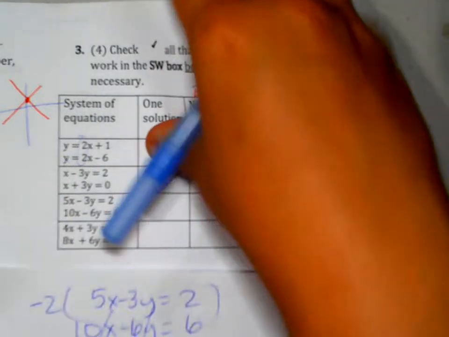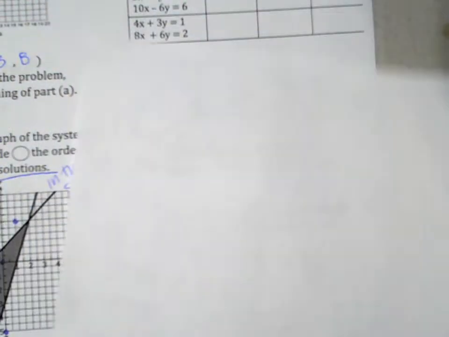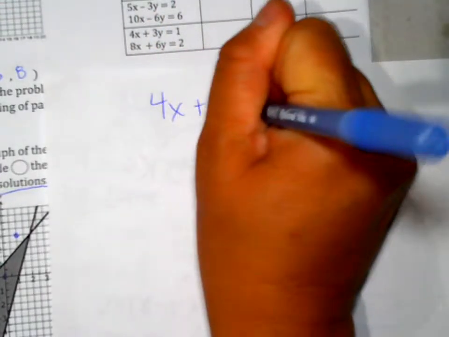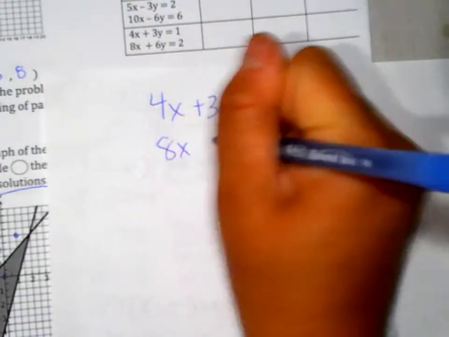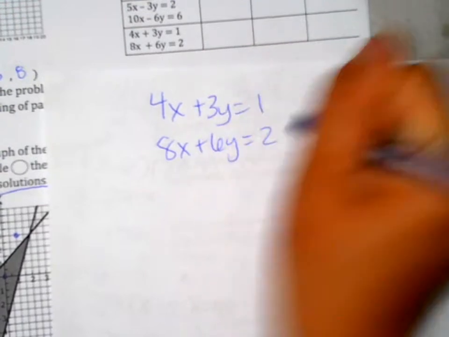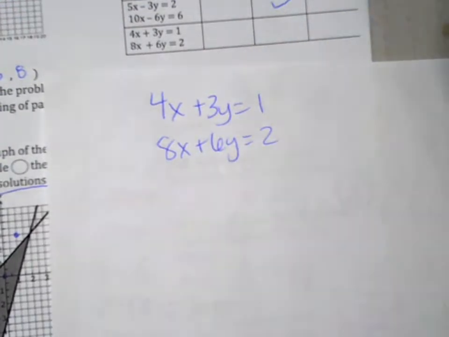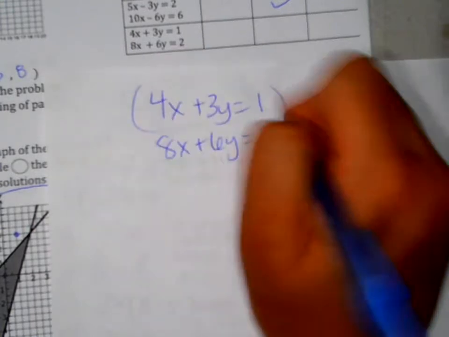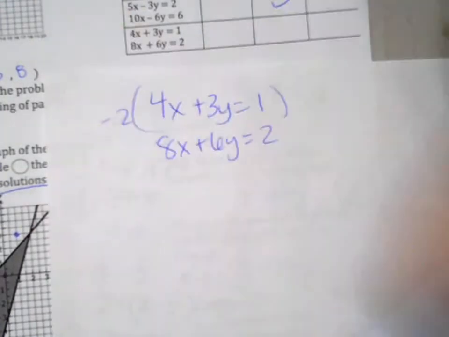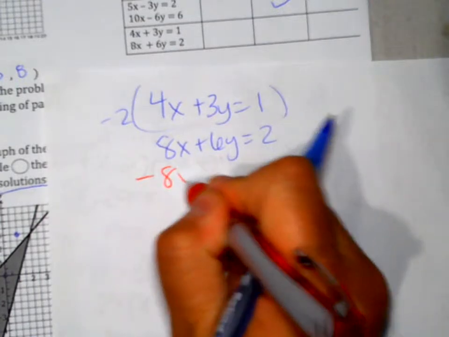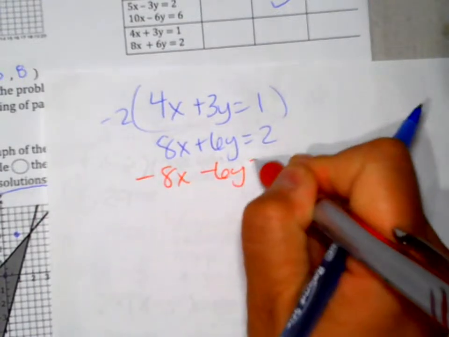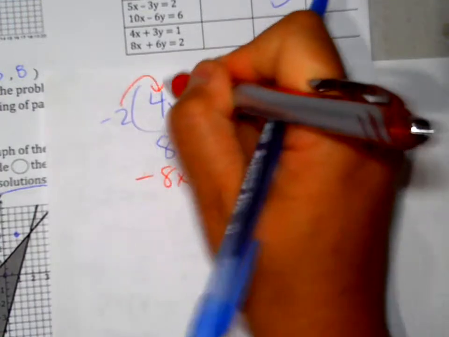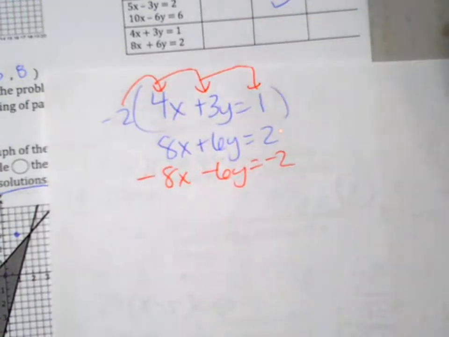All right, let's try the last one. The last one is 4x plus 3y equals 1, 8x plus 6y equals 2. Okay, I'm going to try and eliminate. I'm going to multiply the top by negative 2. When I do that, I get negative 8x minus 6y equals negative 2. I just distributed that to everything.